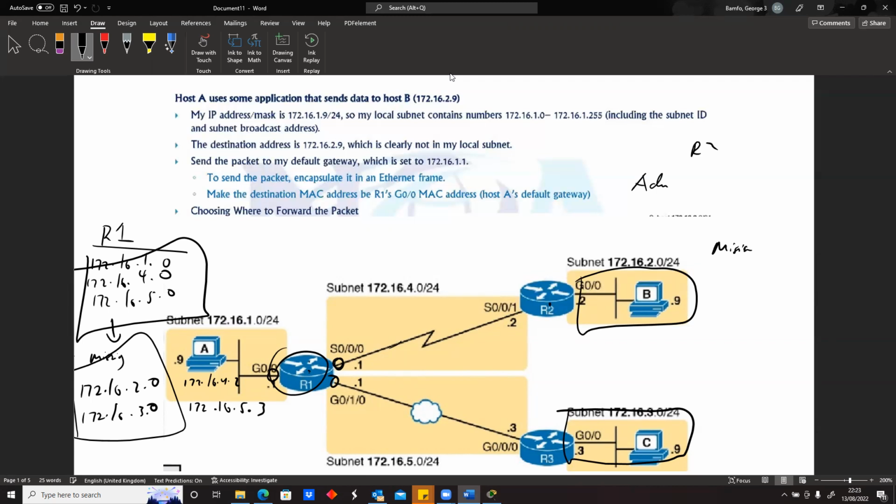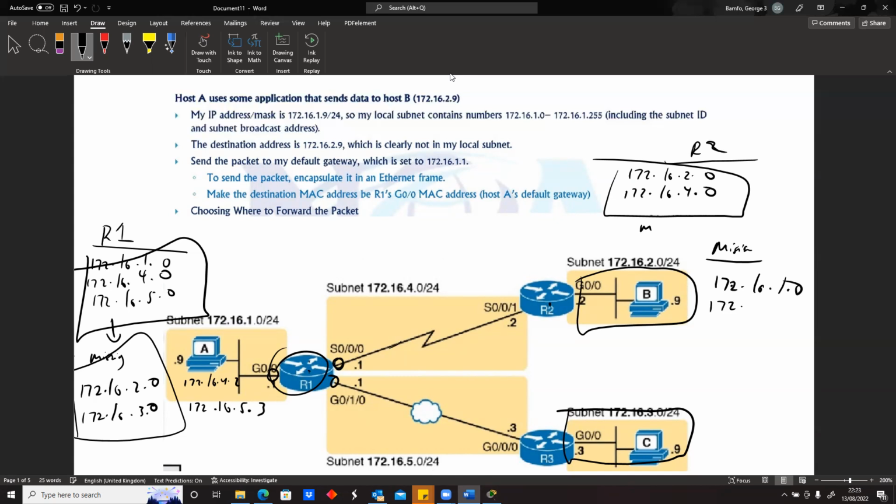First of all, on R2, the networks that are known are 172.16.2.0 and also 172.16.4.0. These are known by R2. But the missing networks that are not known by R2 are the ones here: 172.16.1.0, because it's not on this device, and also this network, which is 172.16.5.0. And then this one, 172.16.3.0. See, these are the missing networks that R2 has to know about.